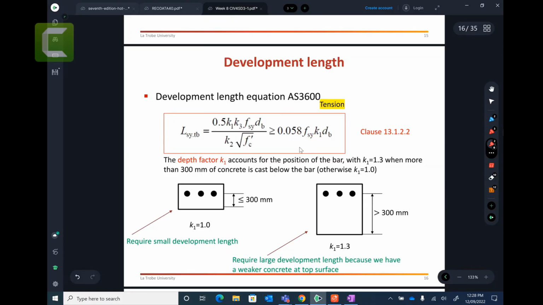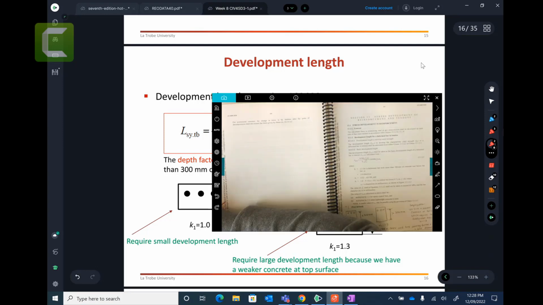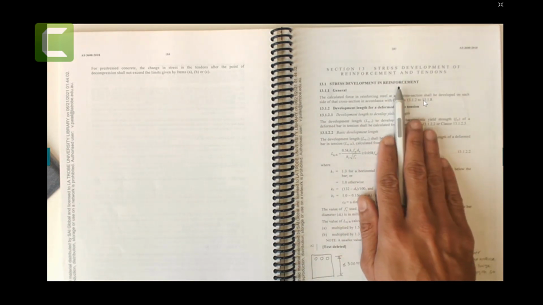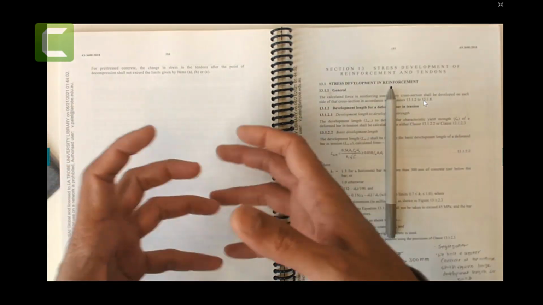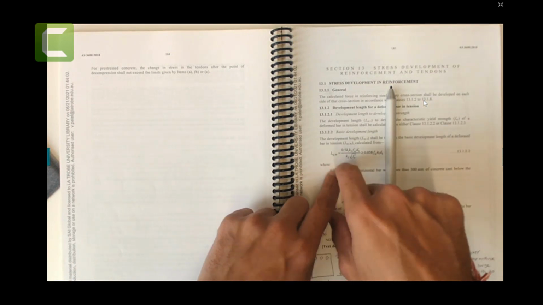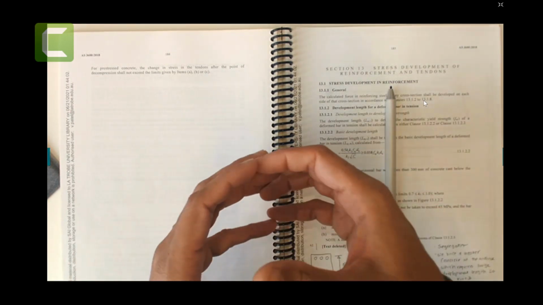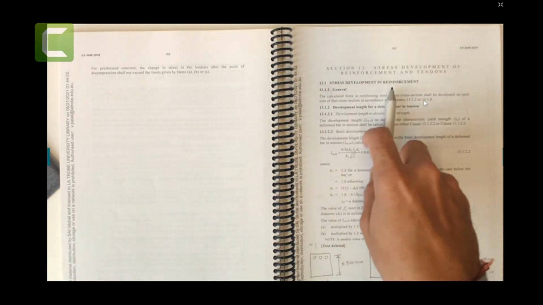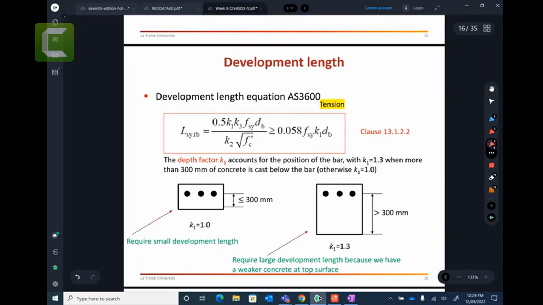Okay, this equation is only used when you have tension rebar. Where is it sitting? Clause 13.1.2.2. I can show it to you. That is here in Section 13, clause 13.1.2. Development of deformed bar in tension, right? So when you have a bar, you have tension rebar and you have compression rebar. These equations are particularly used for the tension rebar to create the yield strength in the tension rebar. Okay, I hope it makes sense.